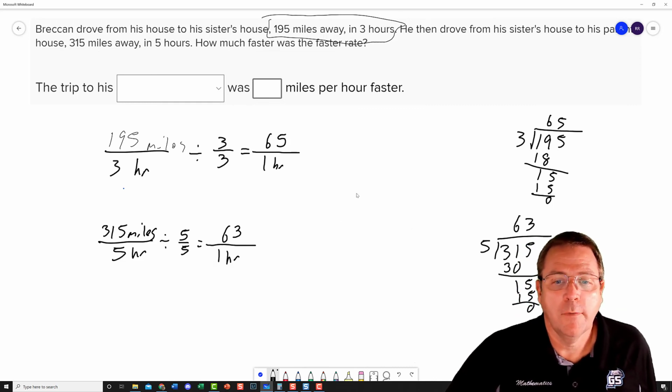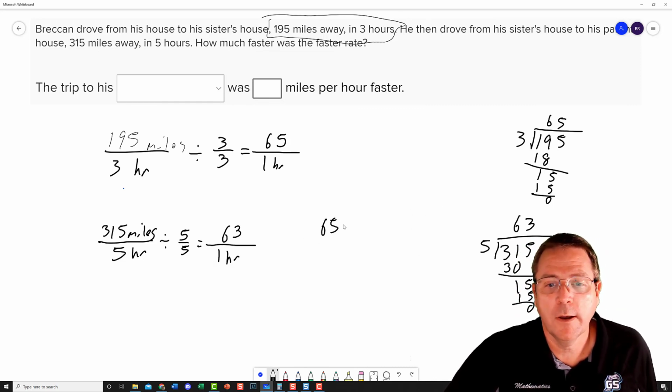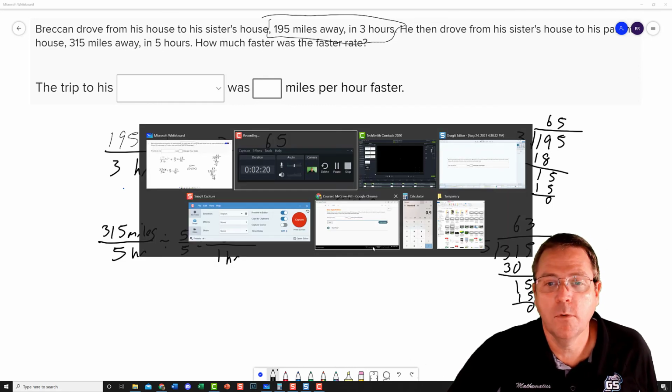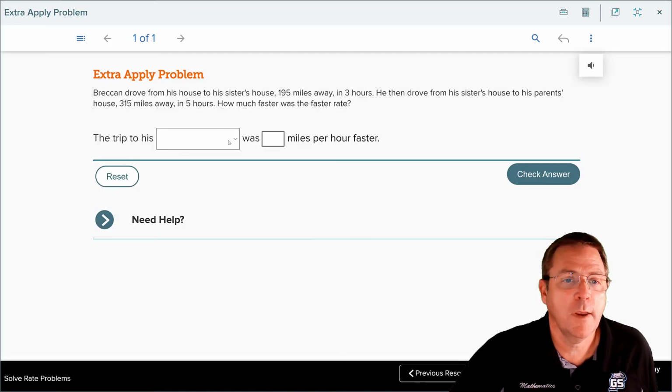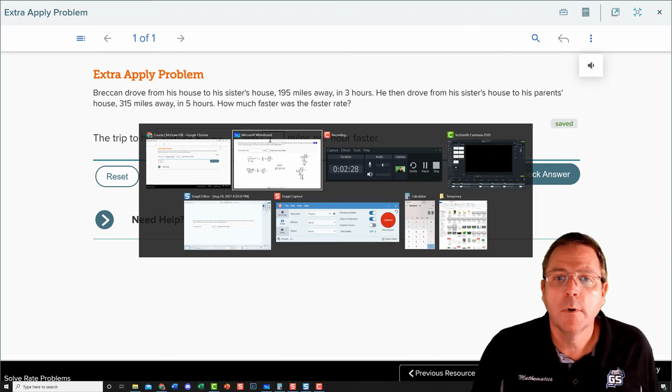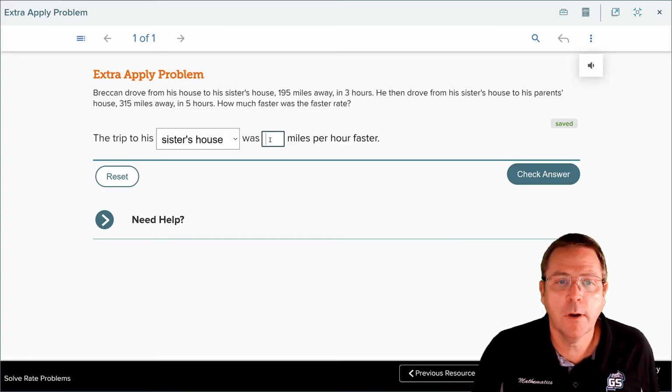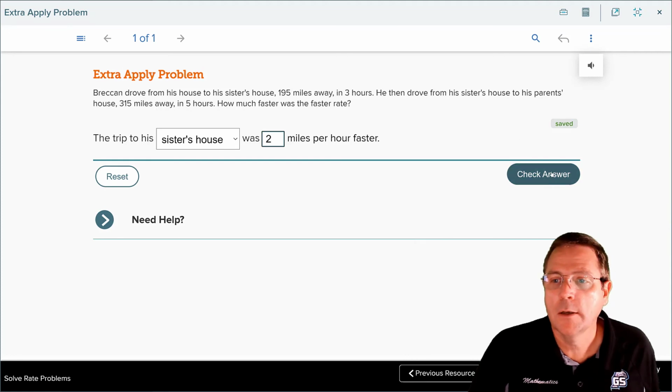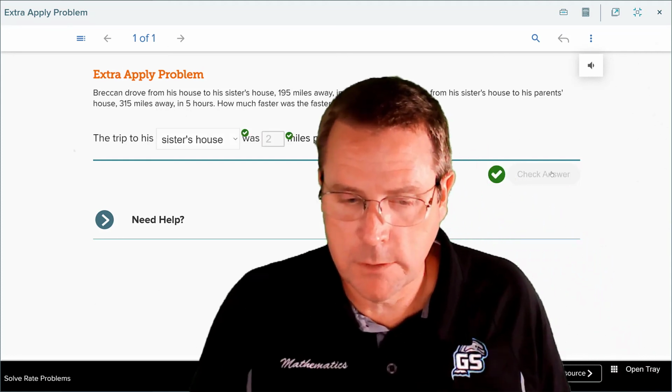If you wanted to find out the difference, 65 minus 63, that is going to be a 2 mile per hour difference. And which is the faster trip? The sister's house is the faster trip. I guess he was more excited about going to see his sister than he was about going to see his family. So the sister's house is a whopping, what did we come up with here? 2 miles per hour difference. Check our answer. Everything is good.